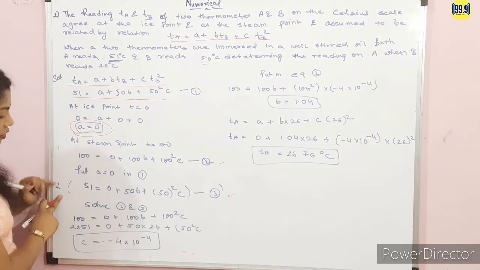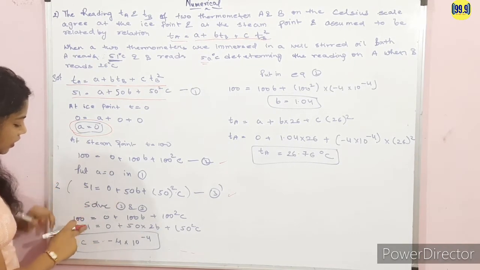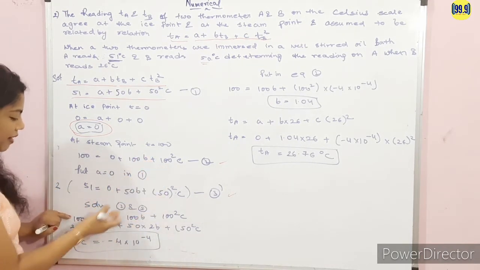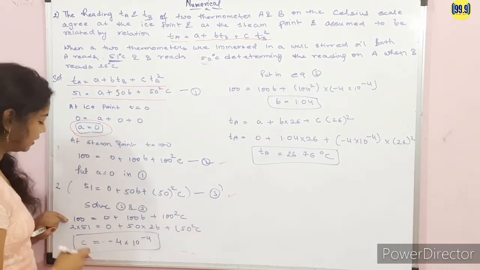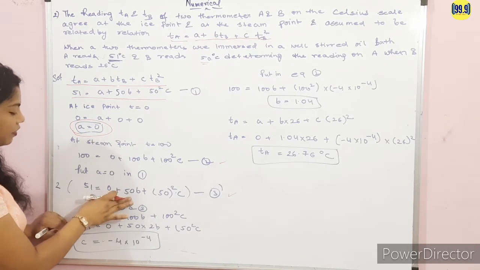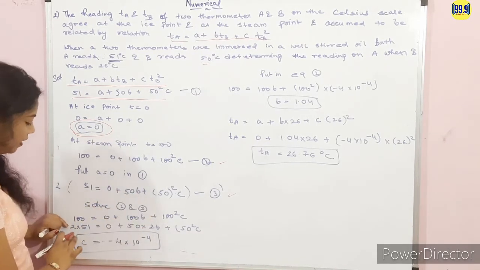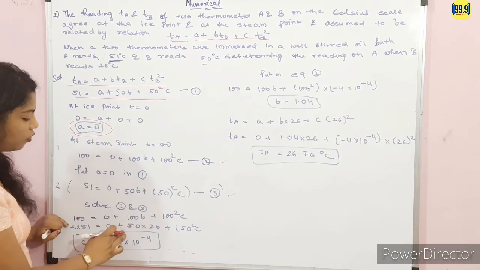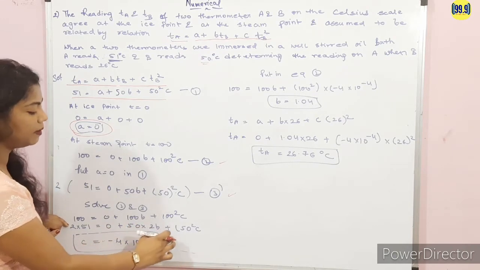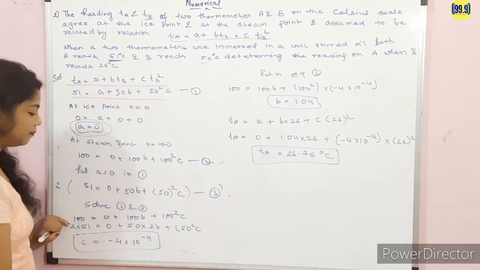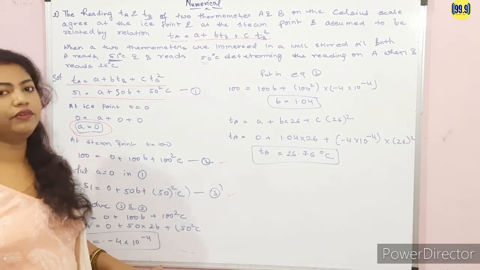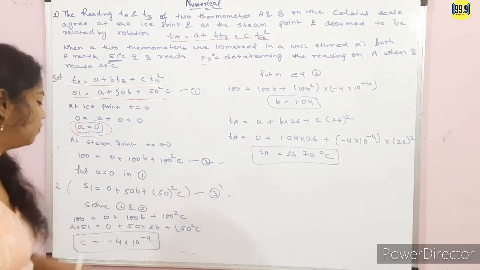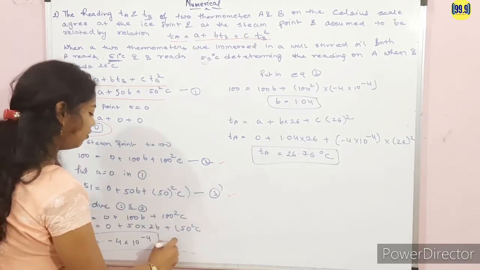The first equation is the same as above, 100 is equal to 0 plus 100B plus 100 square C, and the second equation after multiplying by 2 becomes 2 into 51 is equal to 0 plus 50 into 2B plus 50 square C. After solving this, we get the value of C, which is minus 4 into 10 to the power minus 4.